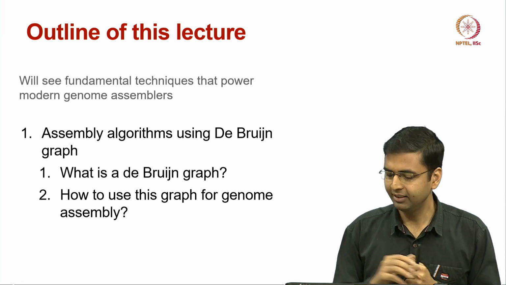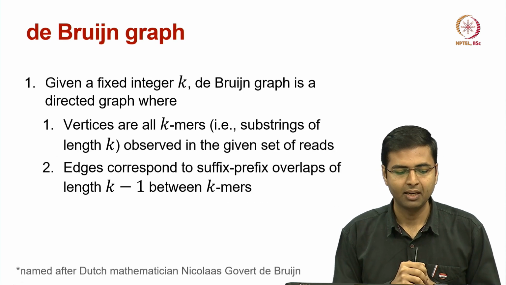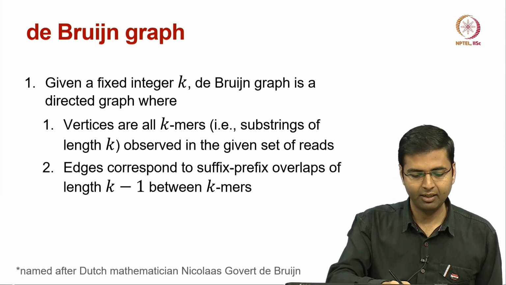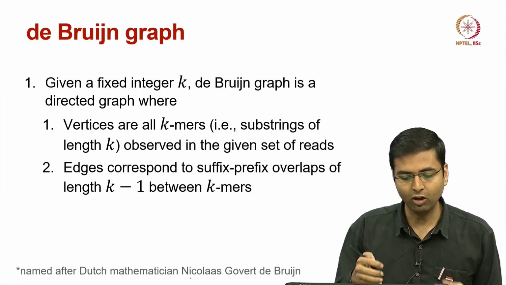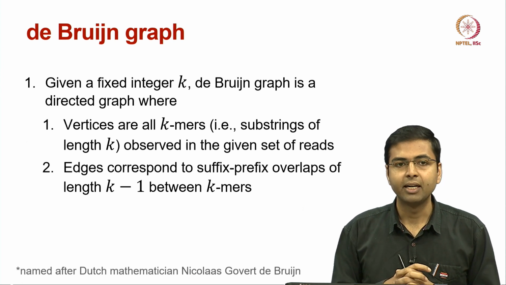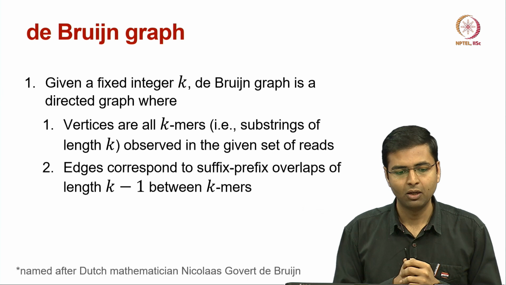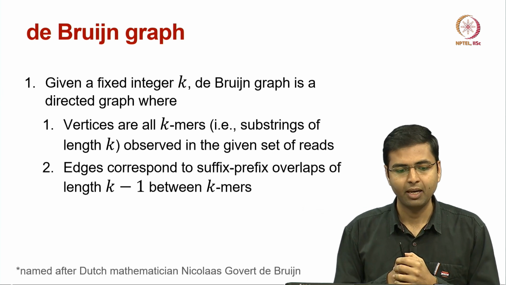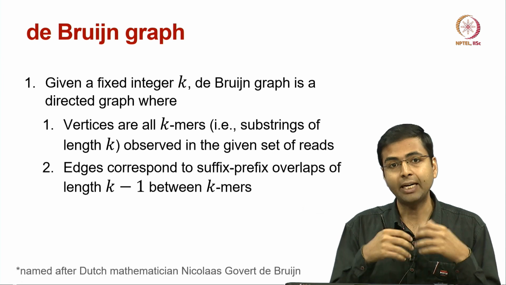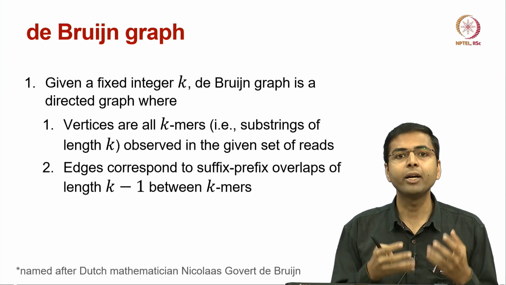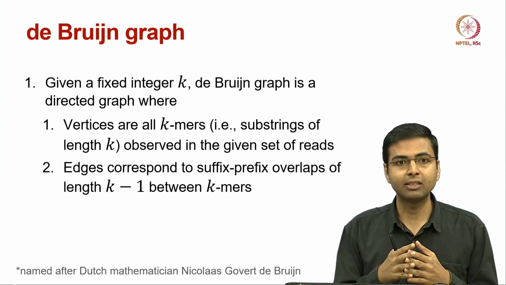So let us get started. Now de Bruijn graphs are named after a Dutch mathematician, Nicolaas Govert de Bruijn. It is defined as follows. You have a fixed integer k, and you have a set of reads as input. Then the de Bruijn graph is a directed graph constructed as follows.